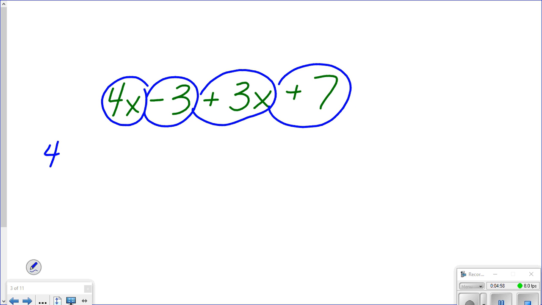4x. What's another one? You're right, -3 is another one. Good job. That's why that sign has to go with it, because when we break it apart, it becomes a -3. What else? What's another one? McKenna. 3x. Very good. What's another one? 7. Those are my terms. Good job.